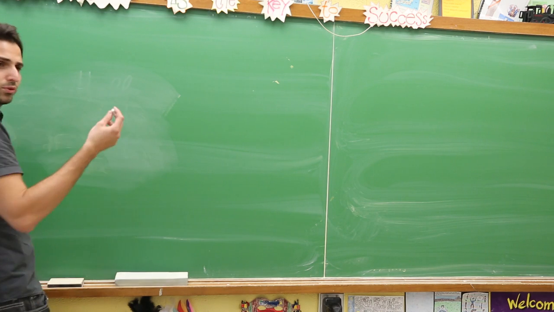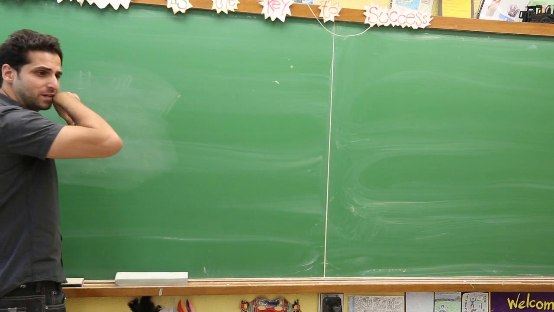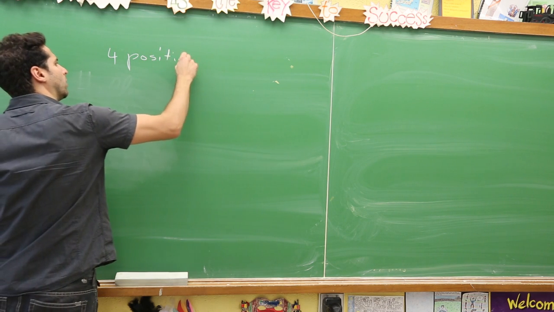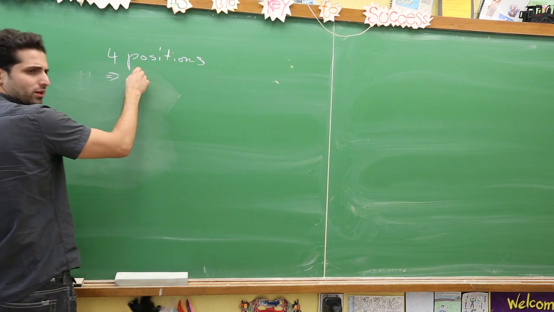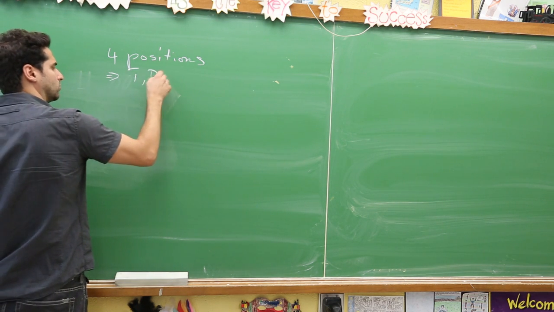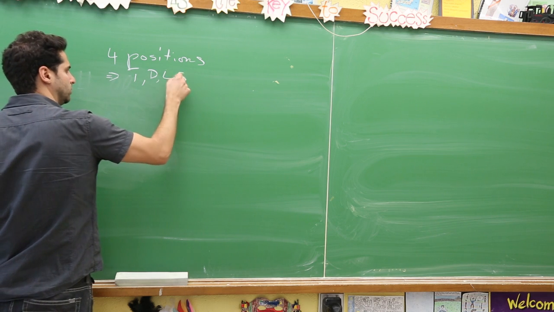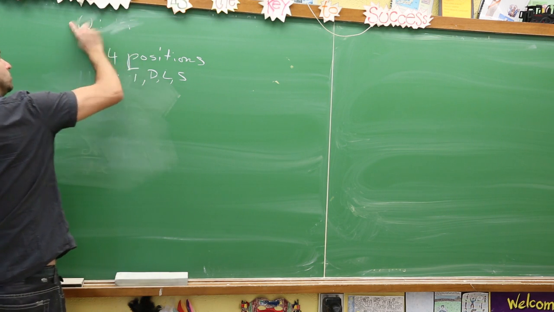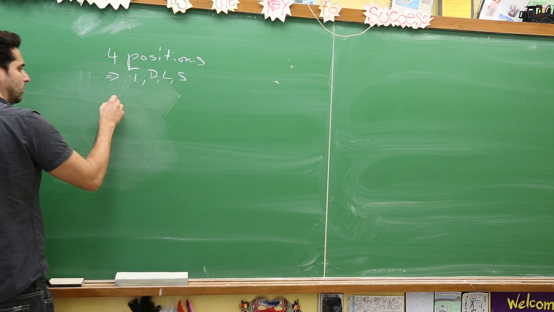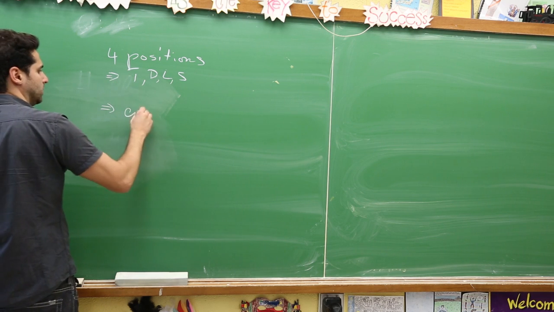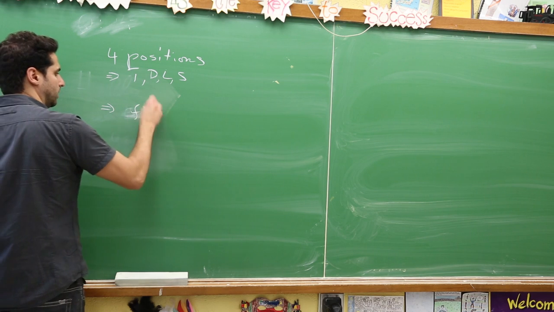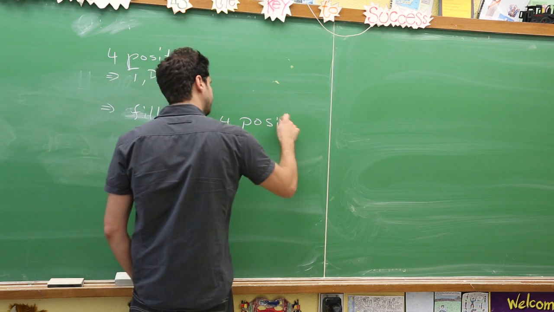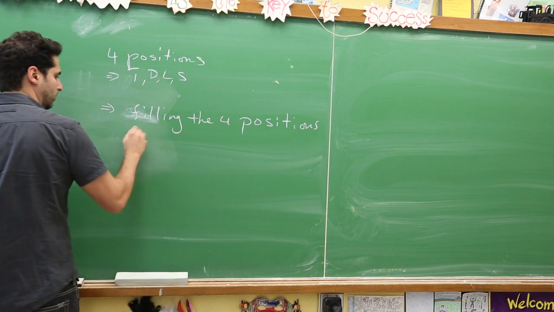So can you guys recap what the question was? What did I make up yesterday? I created 4 positions, right? And they were teacher, doctor, lawyer, student. Okay. Let's just write this down. We're creating a committee, or we're filling the 4 positions, from, what do we have?